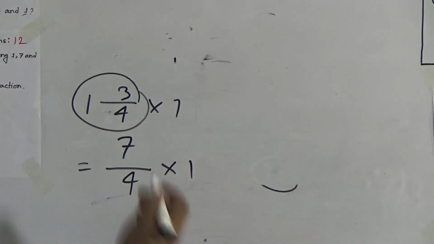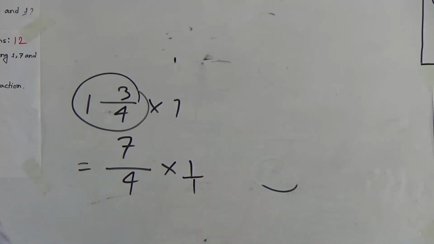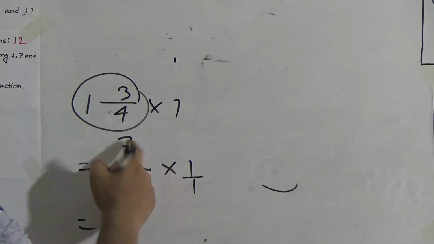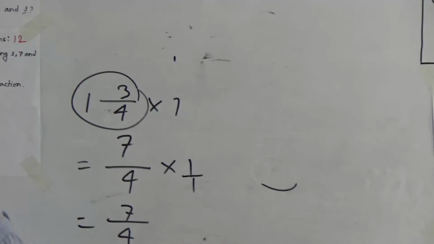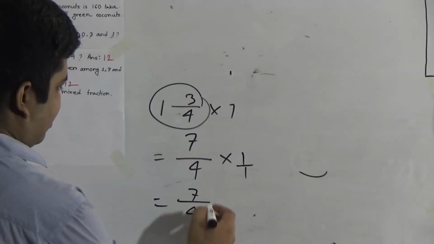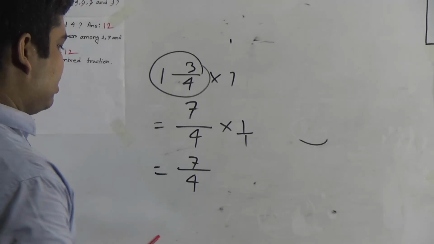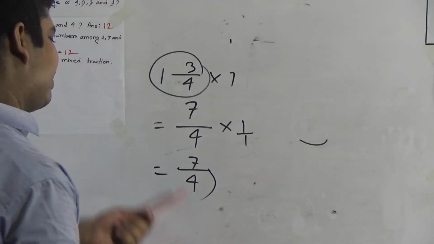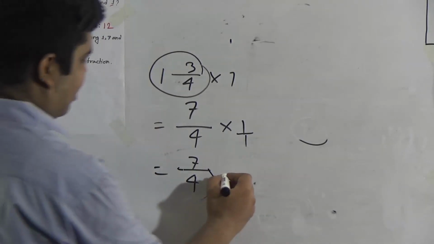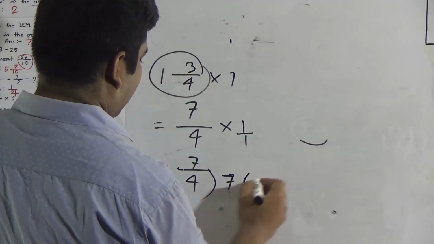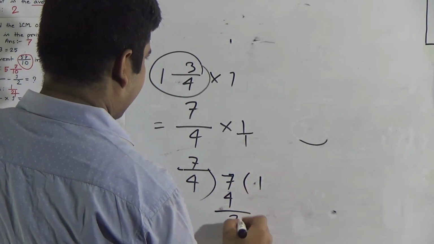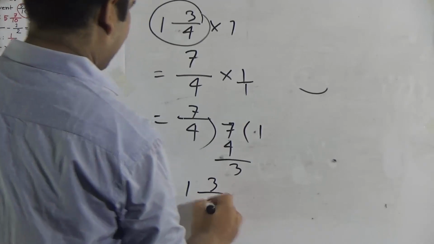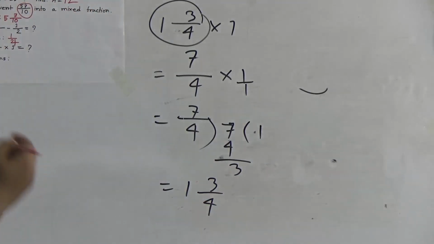Now notice, every number has a denominator which is 1. That means this 1 is here. Now 7 1s are 7 and 4 1s are 4. So you can convert it into a mixed fraction or you can write this as the answer. 7 by 4, or 1 and 3 by 4, is the answer. So write here 1 and 3 by 4. I hope you have understood.